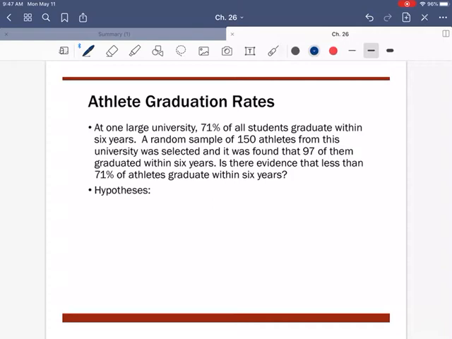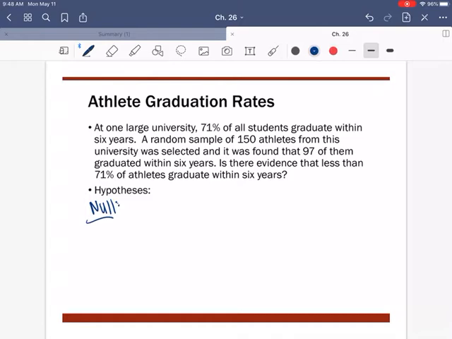At one large university, 71% of all students graduate within 6 years. A random sample of 150 athletes from this university was selected, and it found 97 of them graduated within 6 years. Is there evidence that less than 71% of athletes graduate within 6 years? Okay, you've probably seen this problem before because we have done it in previous notes.